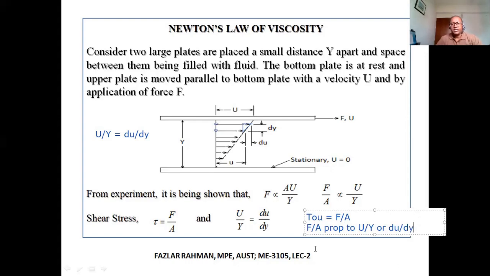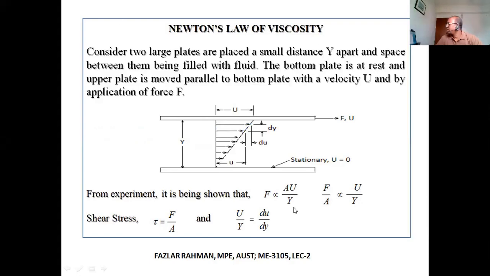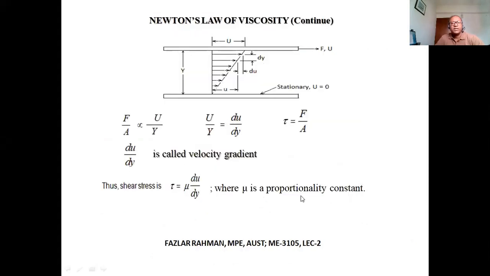Okay. Then in the next line, what will we do? We'll take out the proportionality constant. Then we'll get a constant. And from that constant, we'll get a fluid property. You see right over here, what we did, F by A equal to tau. Okay. So the left-hand side of this equation, we can say tau. And du by dy, this one equal to capital U by Y. Okay. And if you remove this proportionality sign with a constant, then we get this equation.